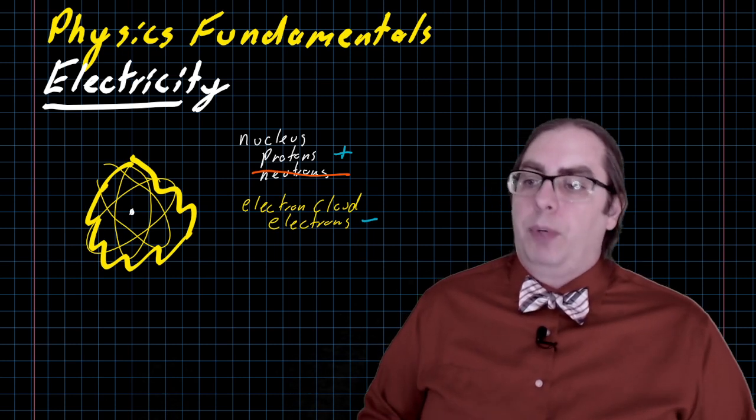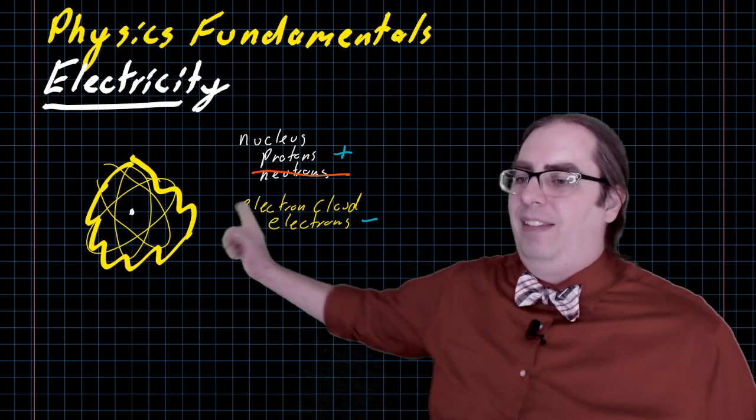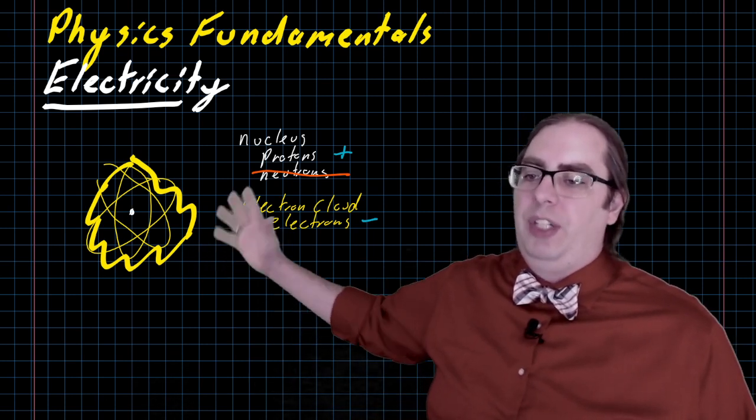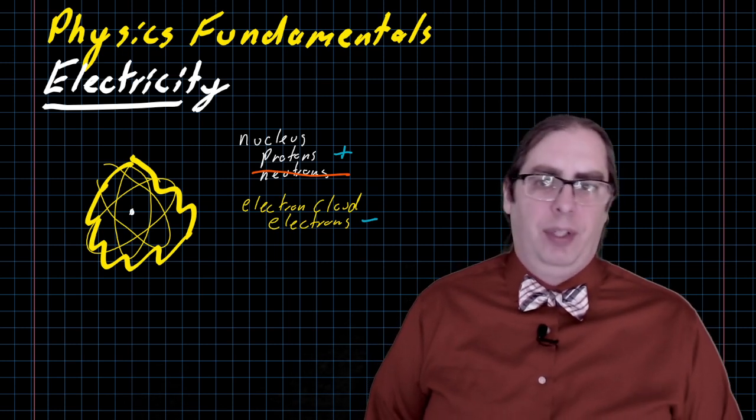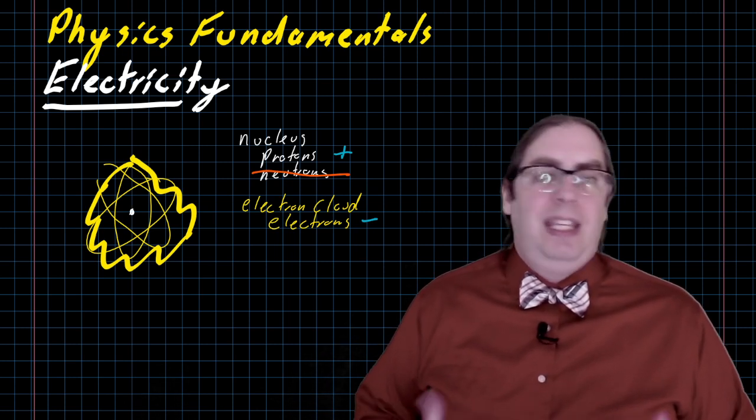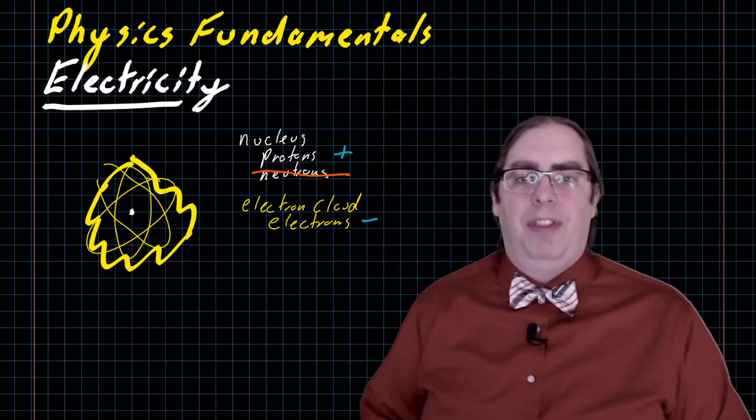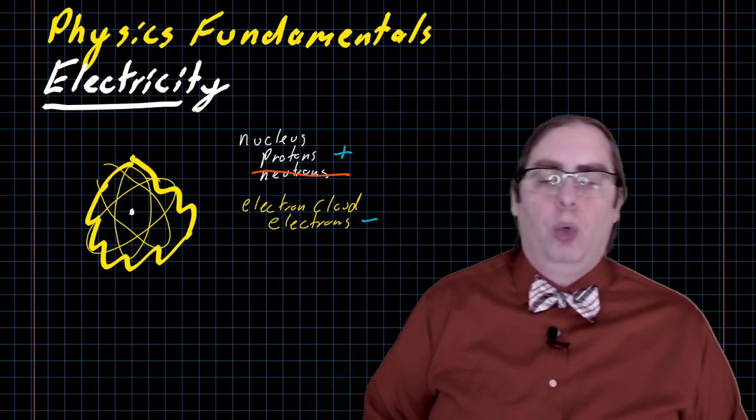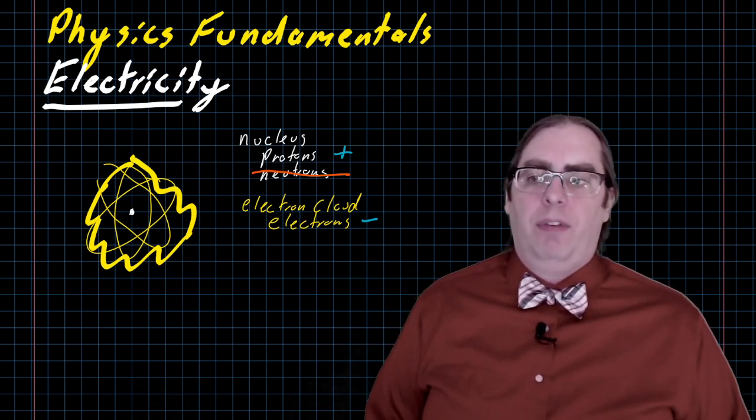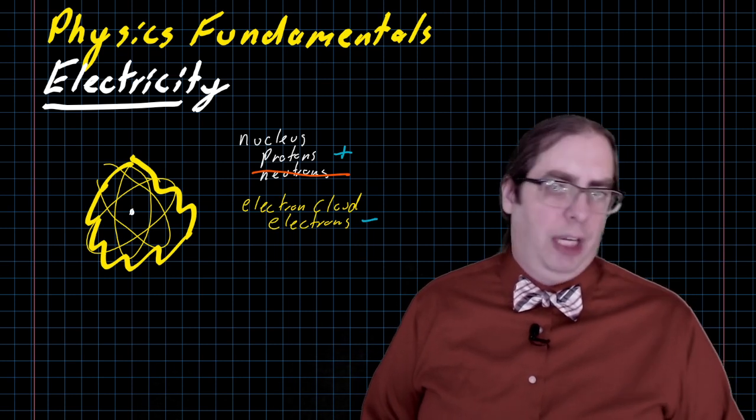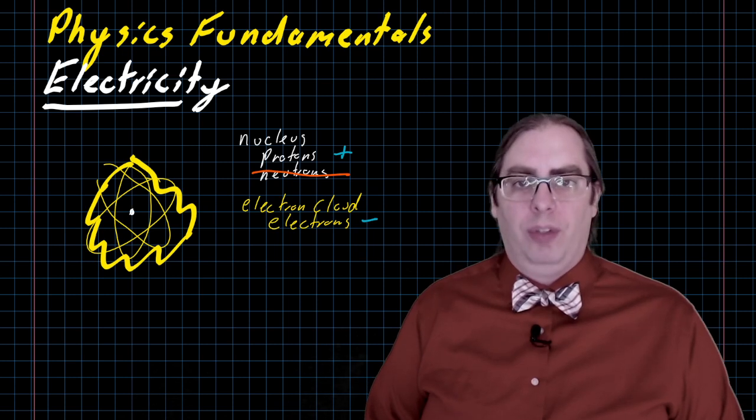All right, so we have protons, which are positively charged, all densely packed in this central nucleus. We have electrons, which are negatively charged, which are floating around outside of the nucleus. The key idea here in electricity is that if you have two objects that have the same charge, two protons or two electrons, they are repelled from each other. But if you have objects that have a different charge, a proton and an electron, for example, they are going to be attracted towards each other.